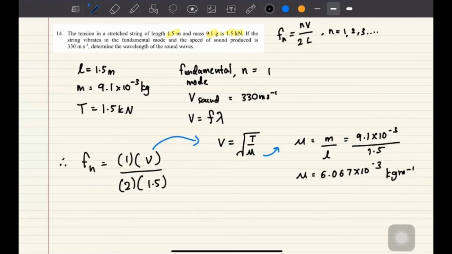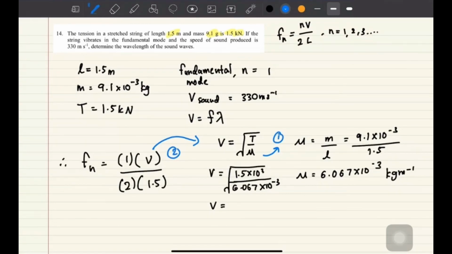Okay, now that you have the mu, you can find the V. Tension is given, which is 1.5 kilo. Don't forget the kilo. Okay, you can calculate the mu, 6.067. So you already have the mu, and now you can calculate the V. Basically, this is the first step. This is the second step. I go backward to show you guys how it works. I got here 497.23. Do you get the same answer, or did I press wrongly? Same. So hopefully we are on the right track.